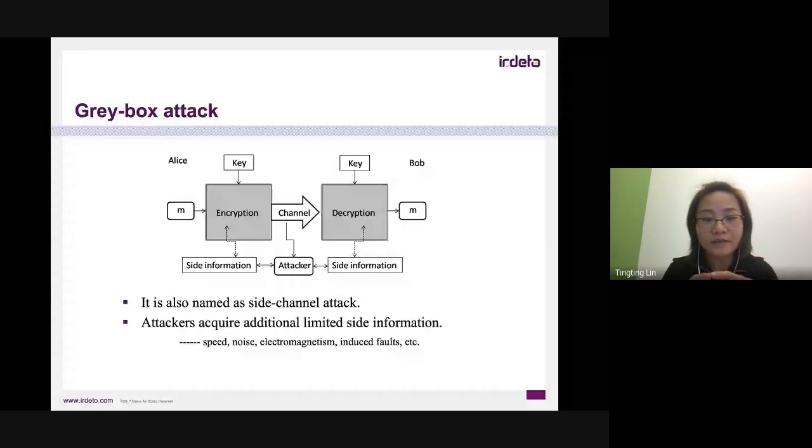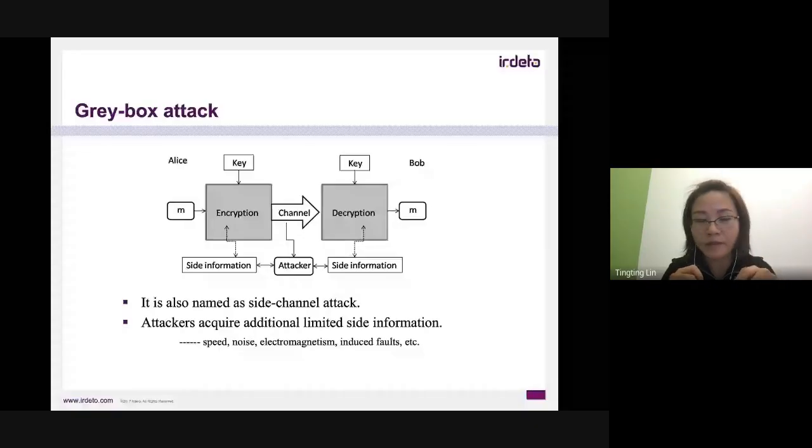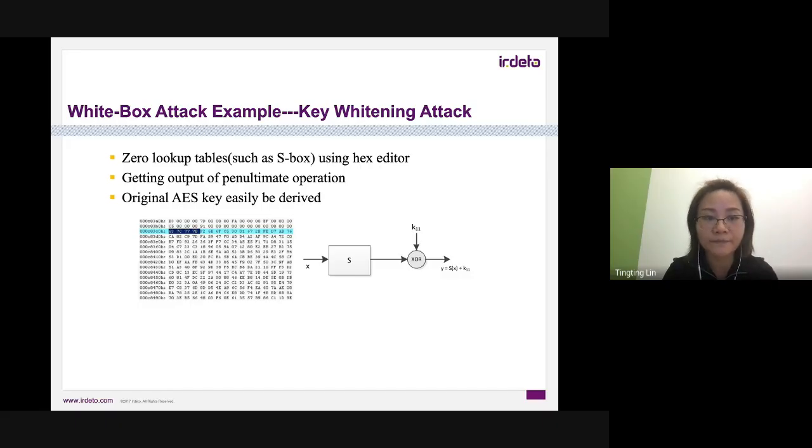Attackers can get some limited side information from the crypto system, like the speed, the noise, etc. They can see some side information inside the execution of the crypto system. But even worse, there is a white box attack.